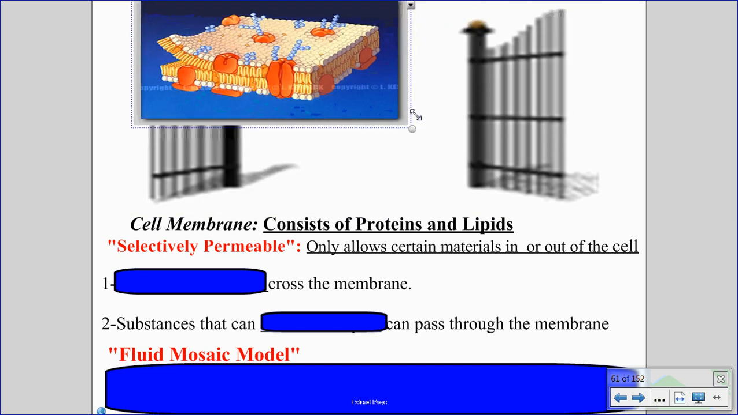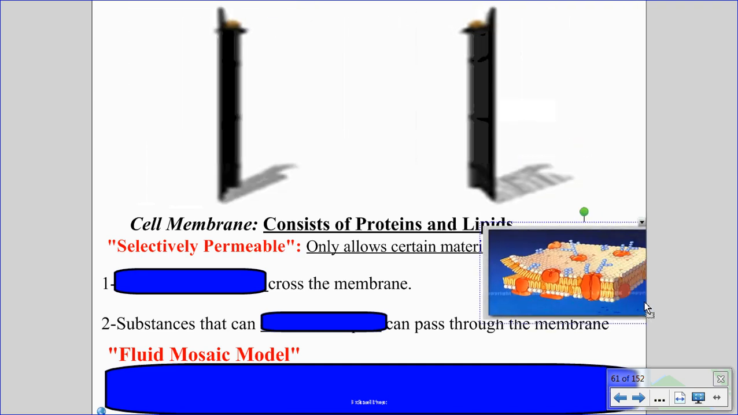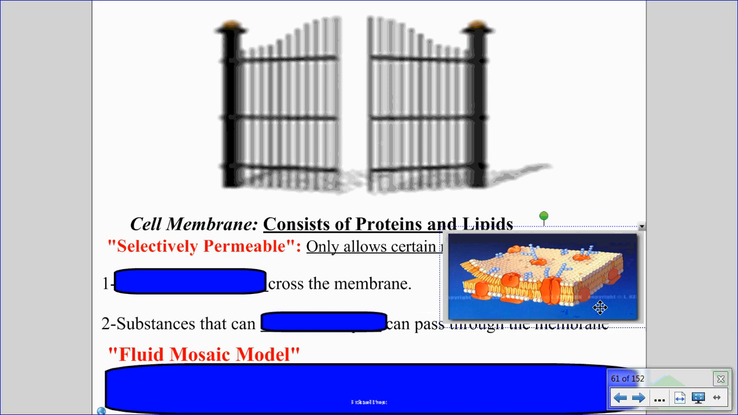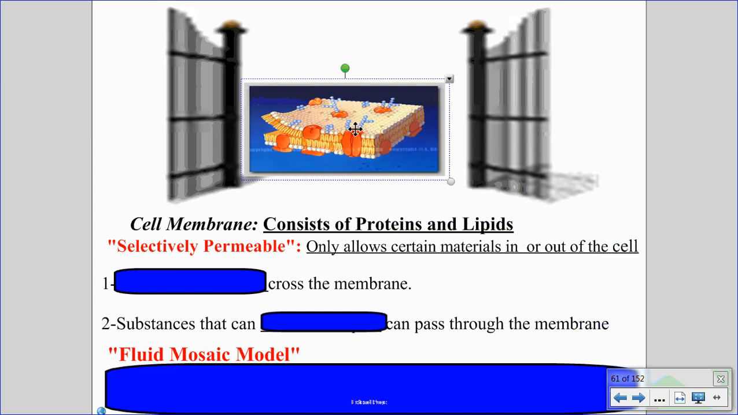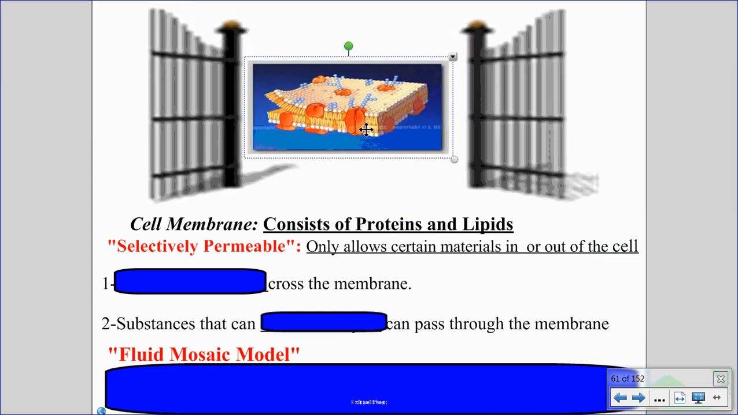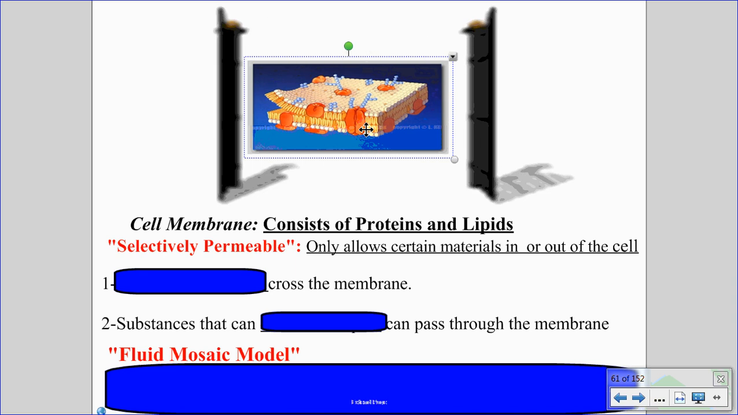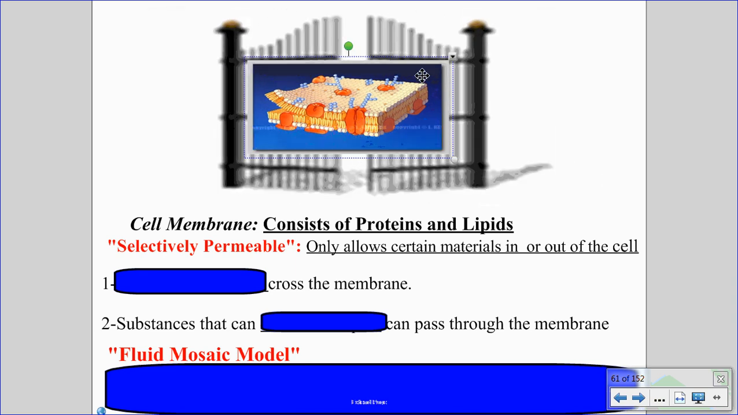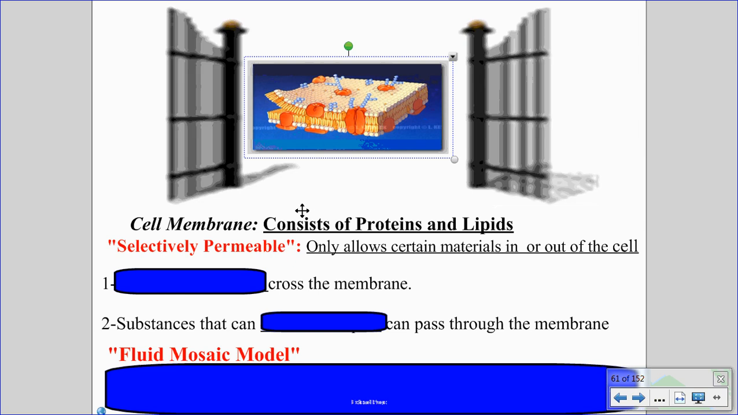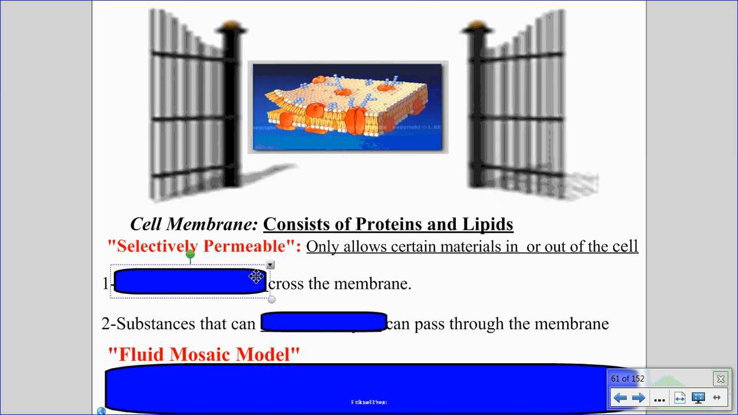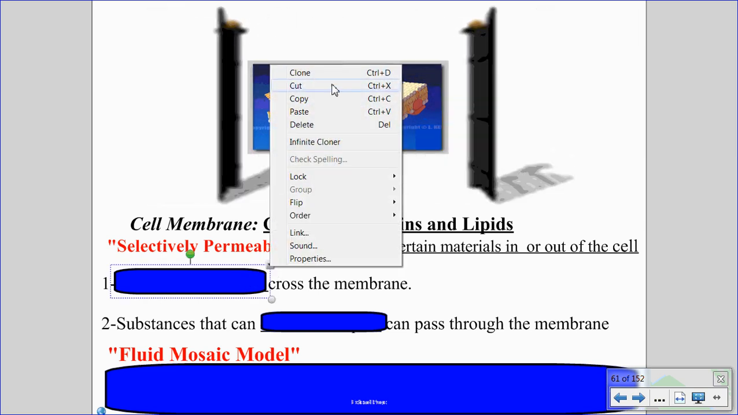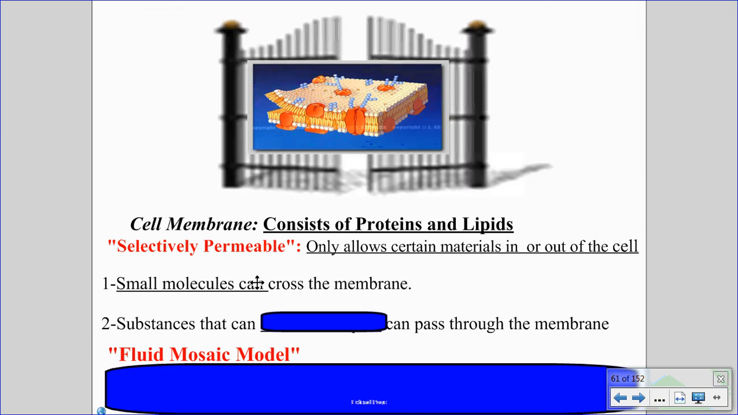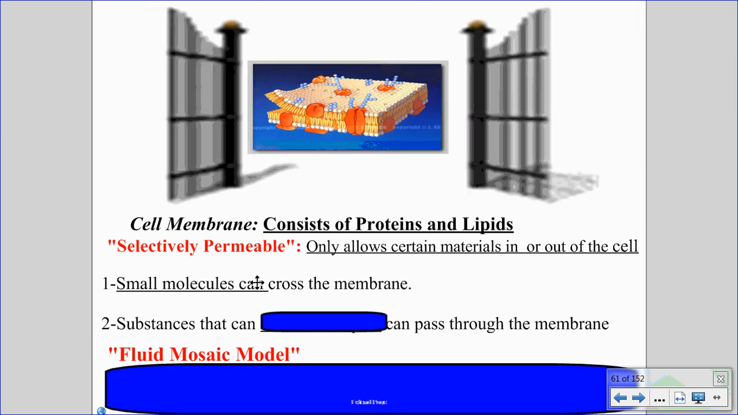And I'm going to just pull this picture away here for a moment. And I have this gate opening and closing. And that's how I think of the cell membrane. The cell membrane will control what enters the cell and what leaves the cell. One of the characteristics that allow things to enter or leave the cell happens to be size. Size is very important. Small molecules can cross the membrane very easily, while big molecules have a hard time.